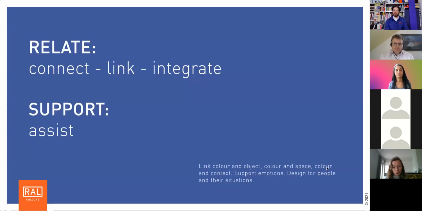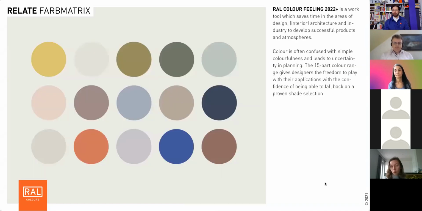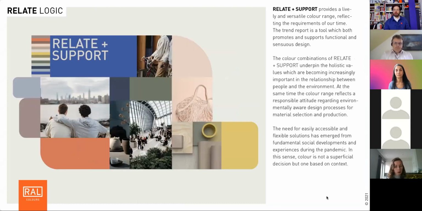Relate means to connect instead of disconnect, linking instead of separating, and integrating instead of isolating. And support means to assist, actually. And this is what color can do if we really think about the context and the meaning. So we developed a color matrix whose aim is to enable the most diverse color combinations that work for the most diverse contexts or target groups. We hope to connect people and environment and support positive situations with a minimum of color, actually. So it's just 15. Relate and support provides a lively and versatile color range reflecting the requirements of our time.